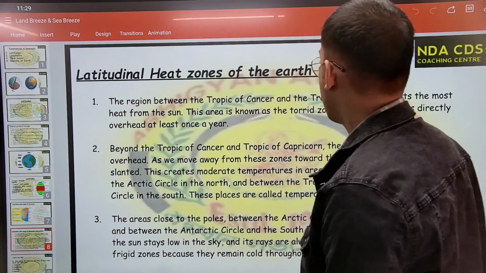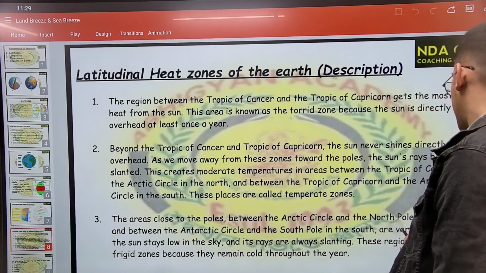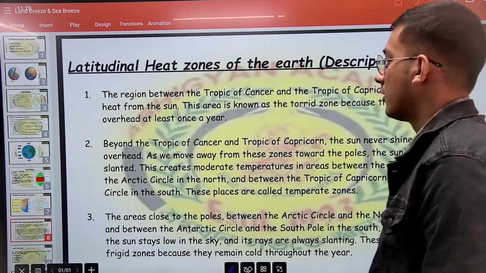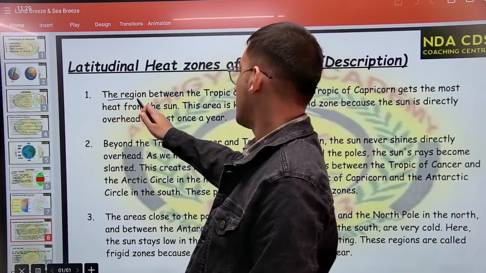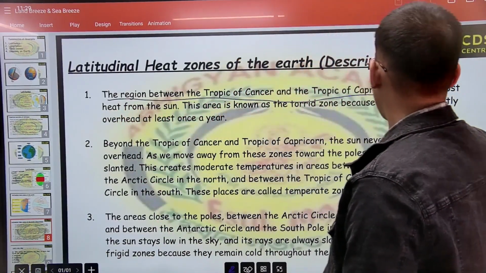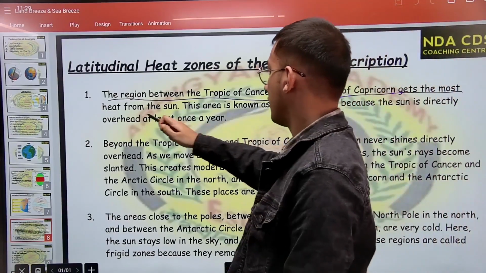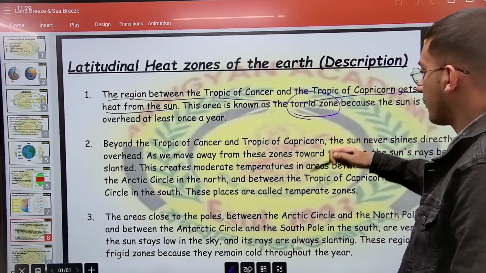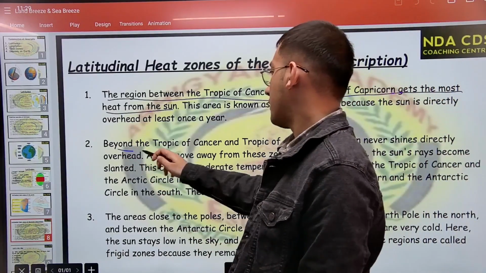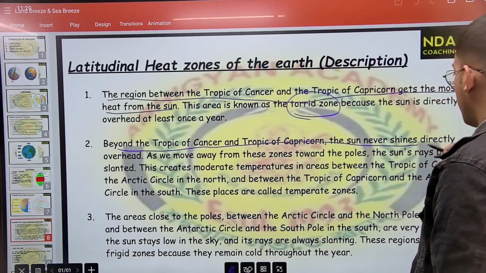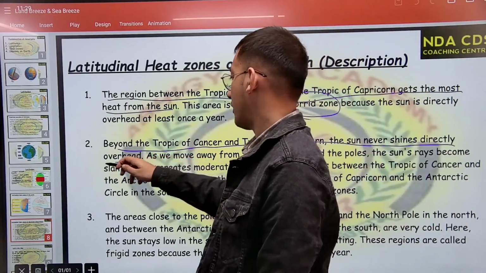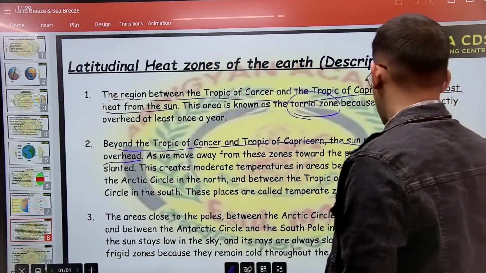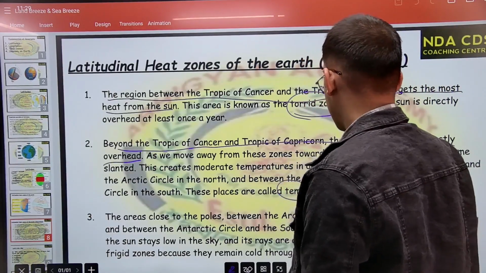Then we go to the latitudinal heat zones of the earth. The region between the Tropic of Cancer and Tropic of Capricorn gets the most heat from the sun. This is known as the torrid zone. Between the Tropic of Cancer and the Arctic Circle, the sun never shines directly overhead. This is known as the temperate zone.